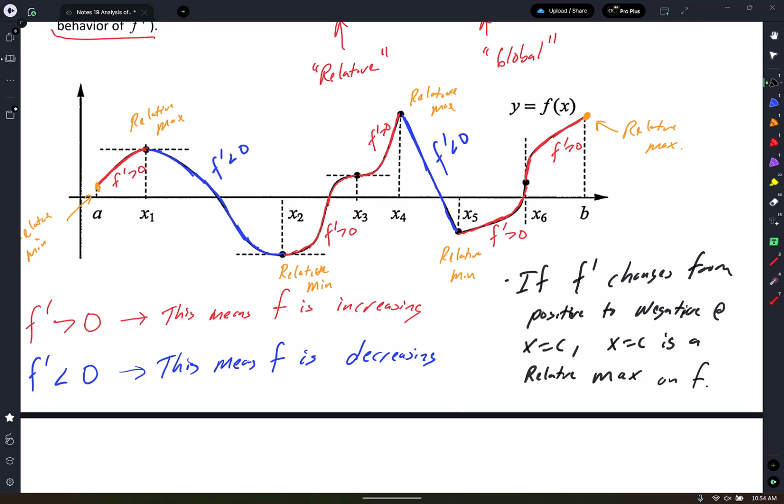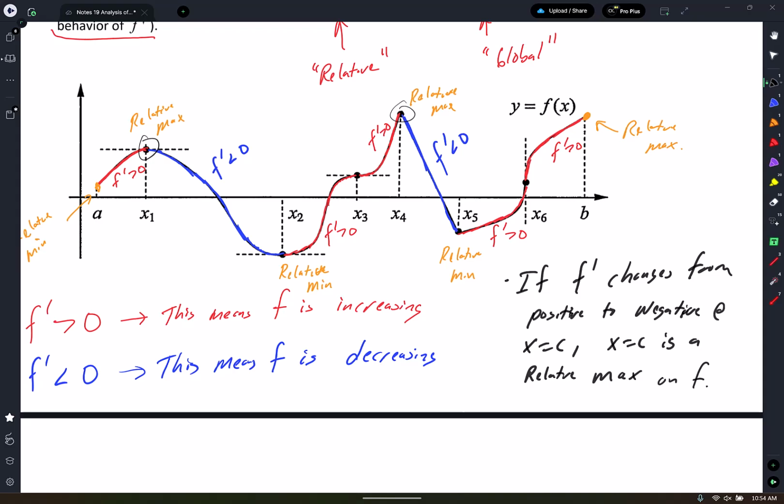Now we're 100% correct, because we're not sure if we have a set value for each. Yeah, x equals c is just some number. If f prime changes from positive to negative at that number, that x value, then I have a relative max on f. See? Positive to negative, max. Positive to negative, max.